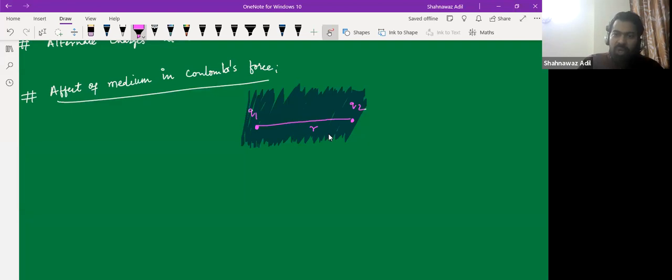Will the force be increased or decreased? What can you guys tell me? If we put these two charges in the water, what will happen to the force? Will it increase or decrease? Sir, it will decrease. Okay, how can you say that? What is the reason behind that?